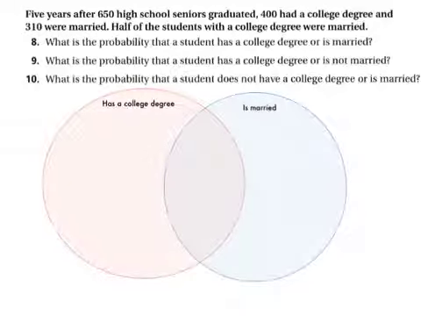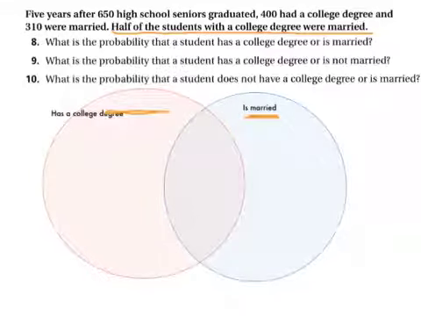Alright, so here's our two categories. We have those who have a college degree and those who are married. And then there's, of course, this group, the purple group in the middle, that are both. We always start with the middle. We have to find out how much overlap there is. So we read this part that says half of the students with a college degree were married. Okay, well, how many people had a college degree? It says here, whoops, it says 400.